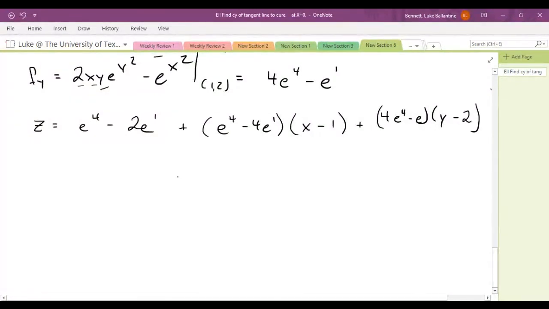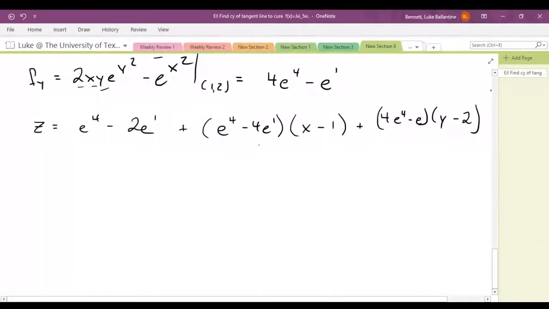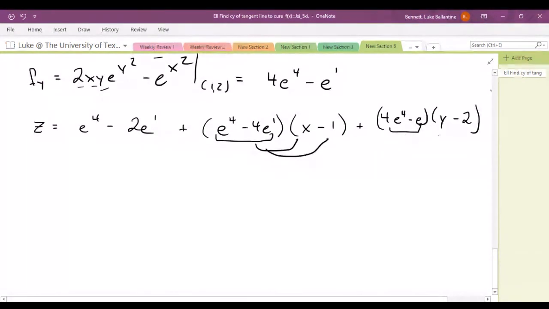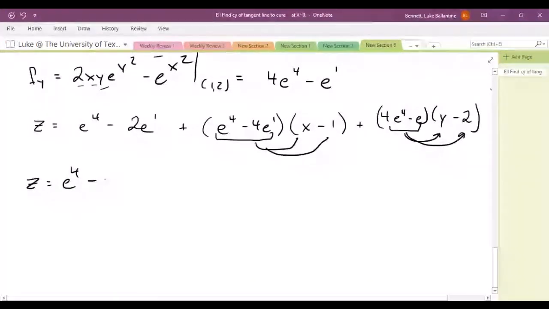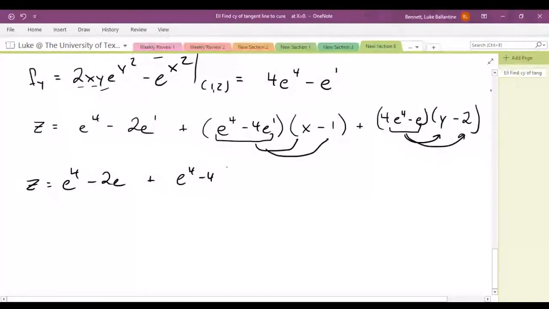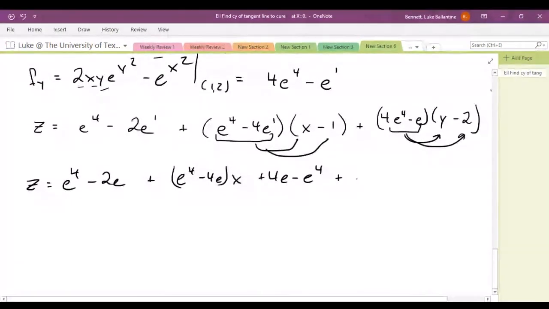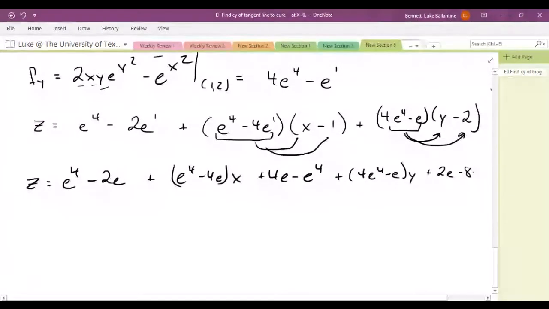So as ugly as that looks, that's the right answer. I mean, you could potentially, let's go ahead and do it. We could distribute this here and here, because this is just a number. This is also just a number, so we can distribute it here and here. So we have z is equal to e to the 4th minus 2e plus e to the 4th minus 4e x. And then this would be plus 4e minus e to the 4th. And then we get plus 4e to the 4th minus e times y plus 2e minus 8e to the 4th.